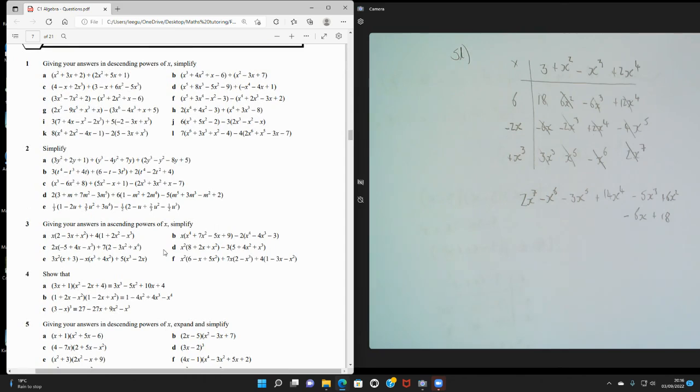The final lesson in this particular module is going to be on factorising, which I'll talk to you about in the next lesson.